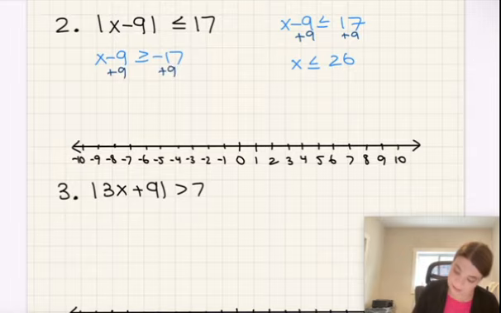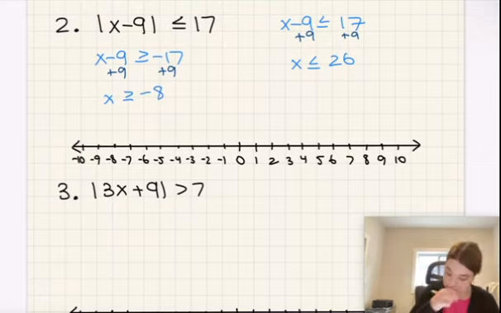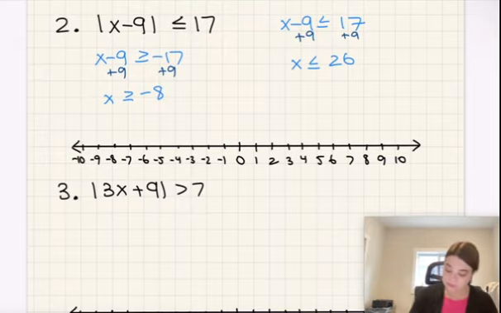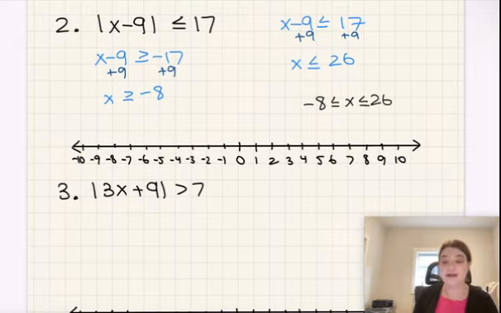And I'm going to get x is greater than or equal to, let's see, negative 17 plus 9 would give us negative 8. So therefore, this must be greater than or equal to negative 8, less than or equal to 26. So therefore, the answer has got to be between negative 8 and 26.